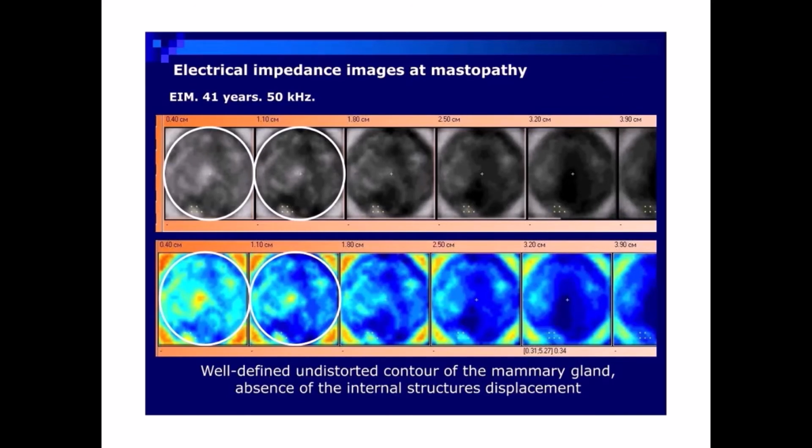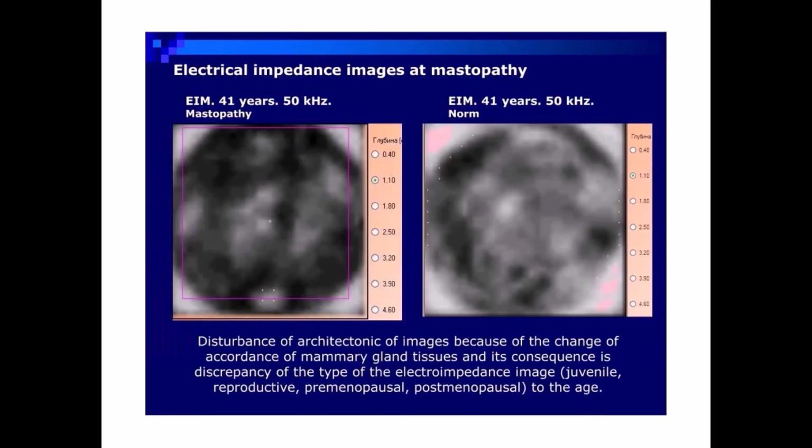Electrical impedance images at mastopathy. EIM. 41 years. 50 kHz. Well-defined undistorted contour of the mammary gland, absence of the internal structures displacement. Electrical impedance images at mastopathy. Left image EIM. 41 years. 50 kHz. Mastopathy. Right image EIM. 41 years. 50 kHz. Norm.